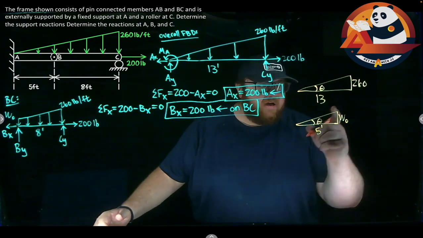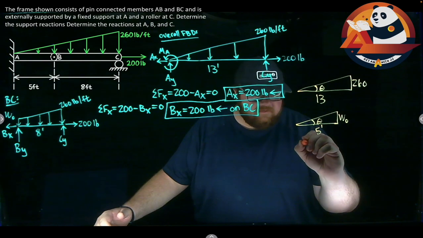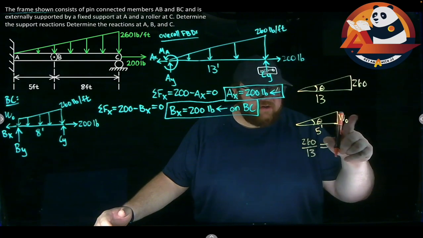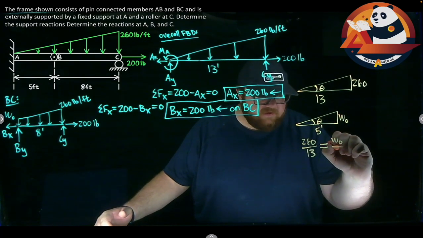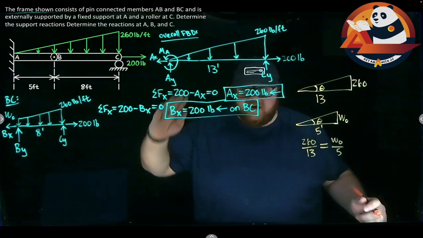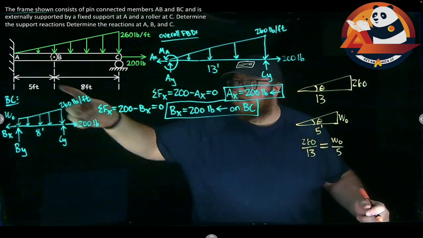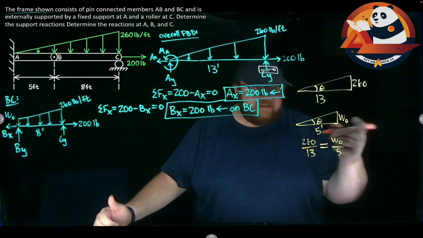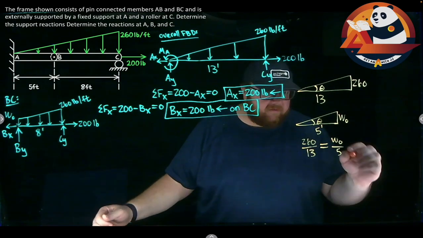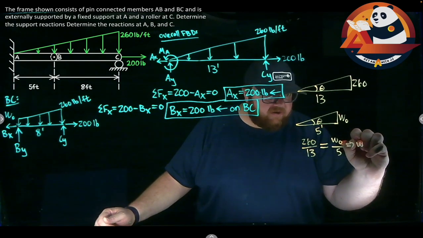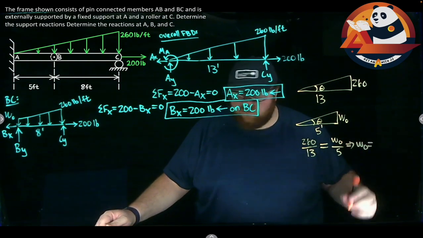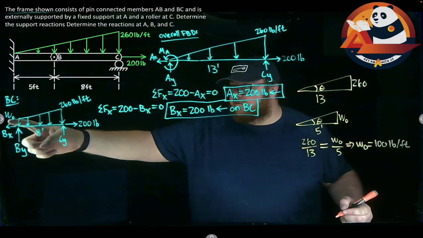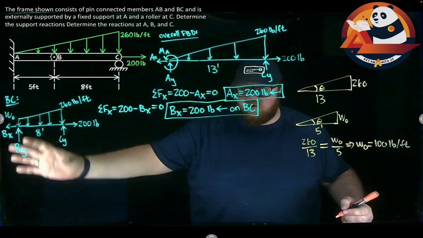So I could really say 260 over 13, 260 divided by 13, has to be equal to W0 over 5. Because this is the same slope for the hypotenuse, I've just truncated it at B rather than showing the whole thing in here. My angle is still the exact same for that. So our tangent, opposite over adjacent, is the same. Really, this is tan theta equals tan theta is all I'm writing out here. Except I can solve that for W0 and get that it is 100 pounds per foot, which gives me my W0 at the start of my trapezoid here.